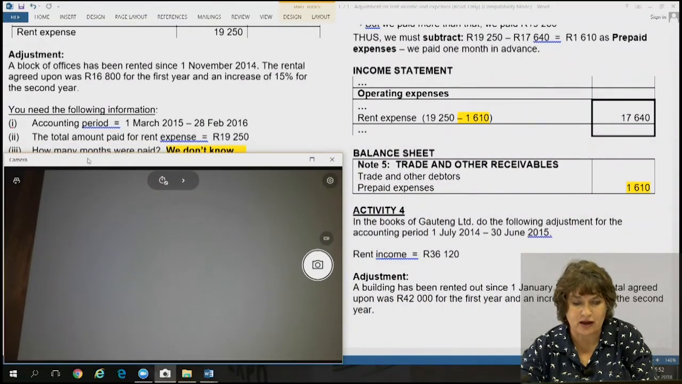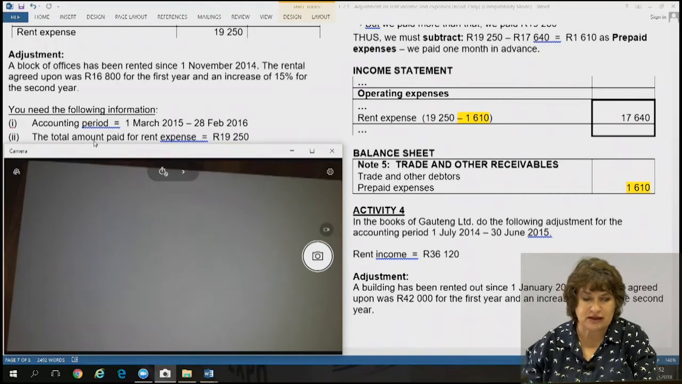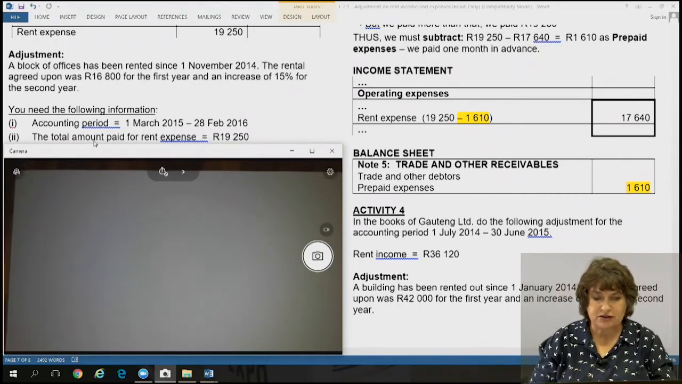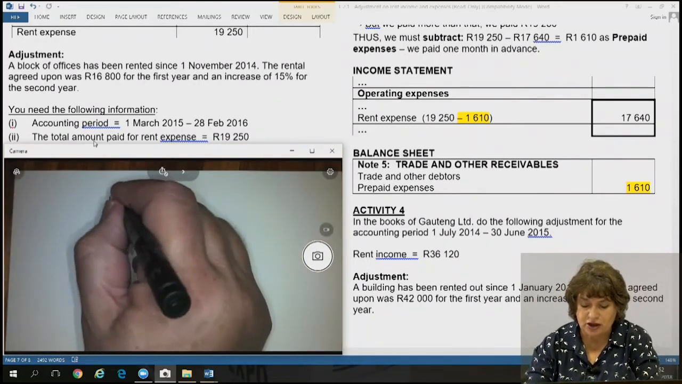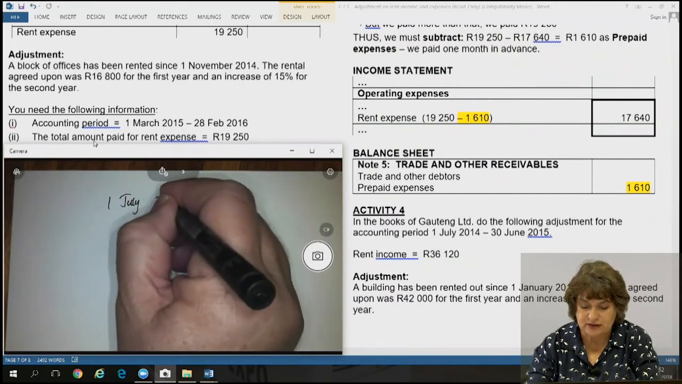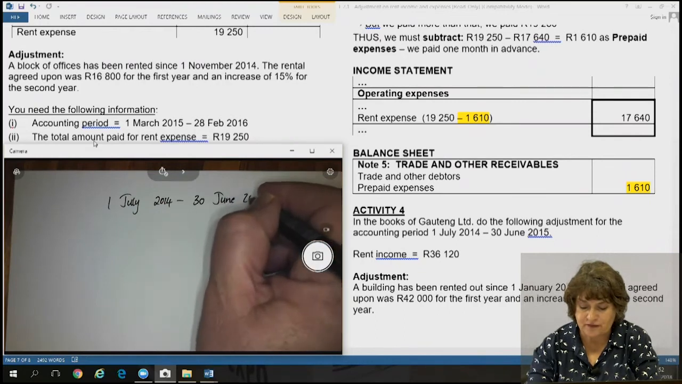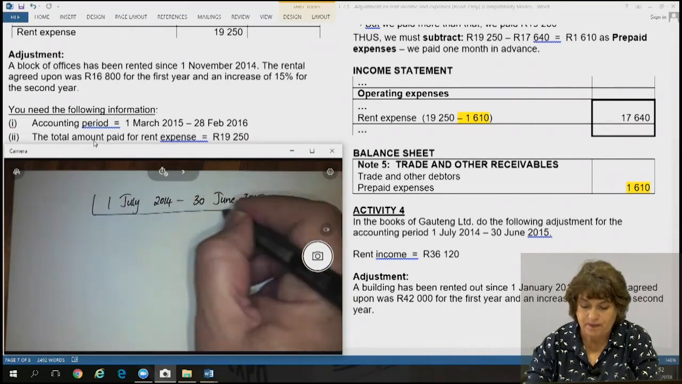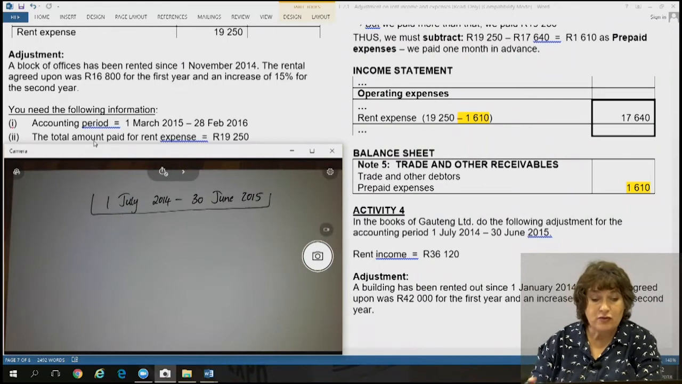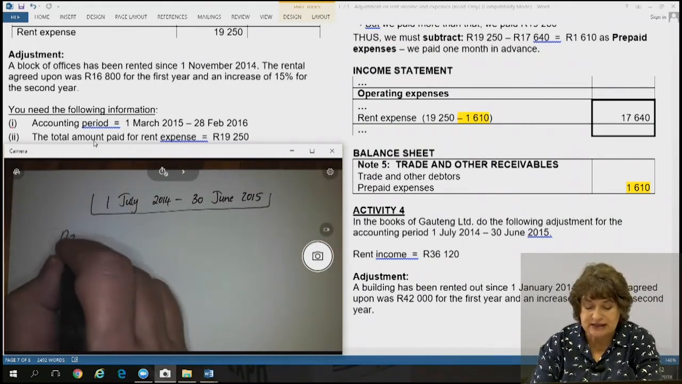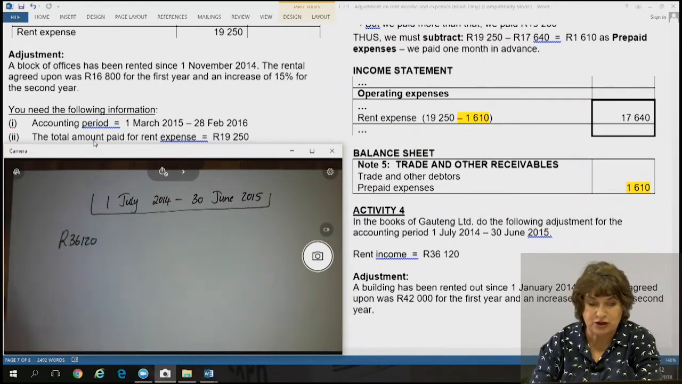Okay, we are back in Gauteng Limited, and our accounting period is the 1st of July 2014 until the 30th of June 2015. The rent income was 36120. How many months? We don't know.